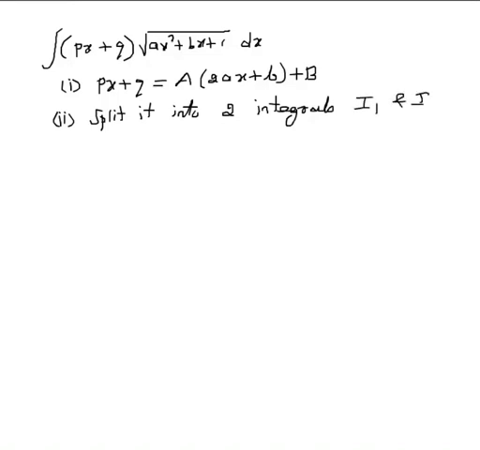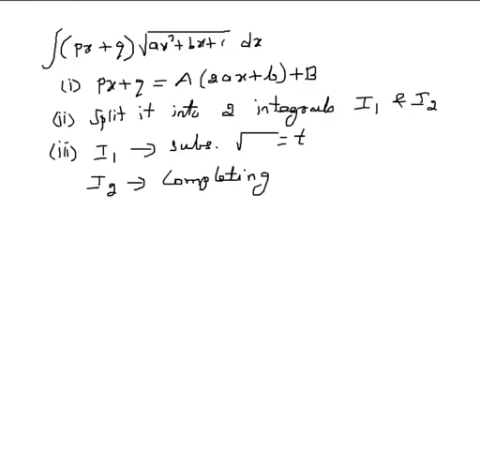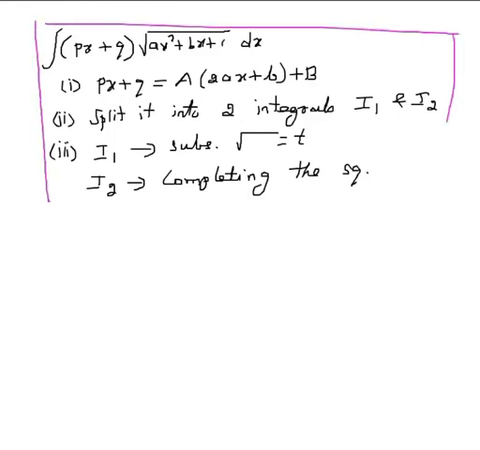I1 and I2. The third step is, I1 should be done by substituting the root term as t, and I2 by completion of squares. So the same method we used in 7.4 exercise. Write this down in the formula notebook and memorize this method. We have supplementary exercise for this type.